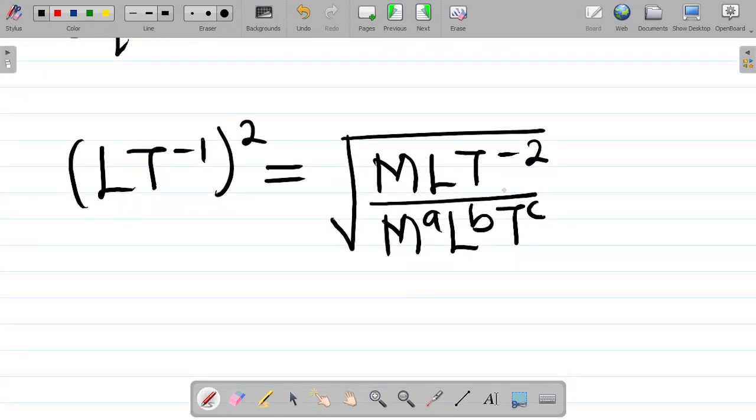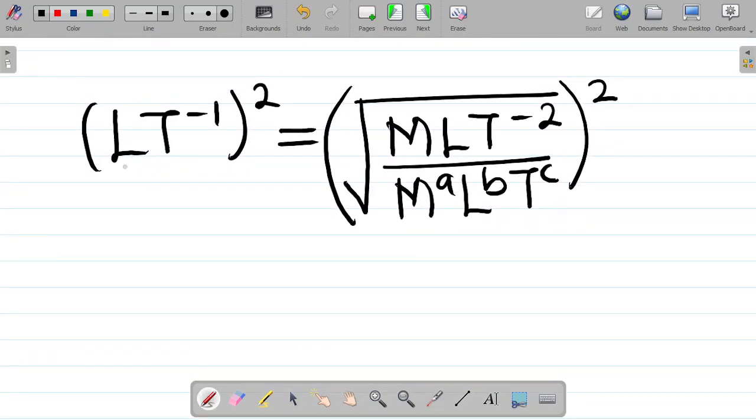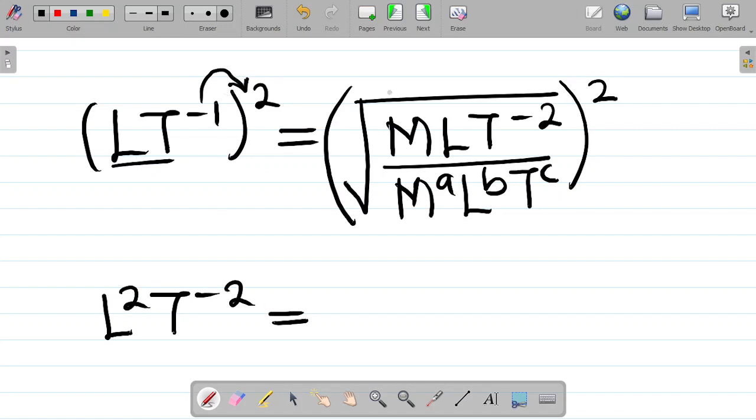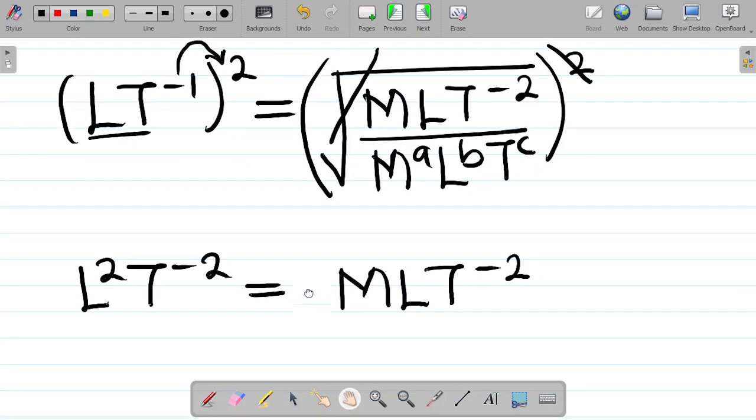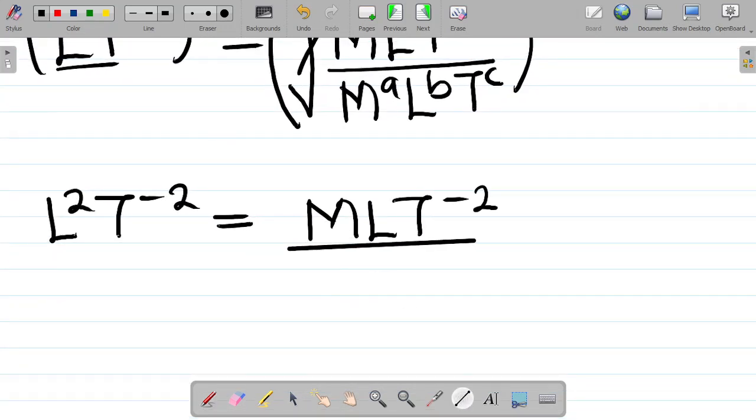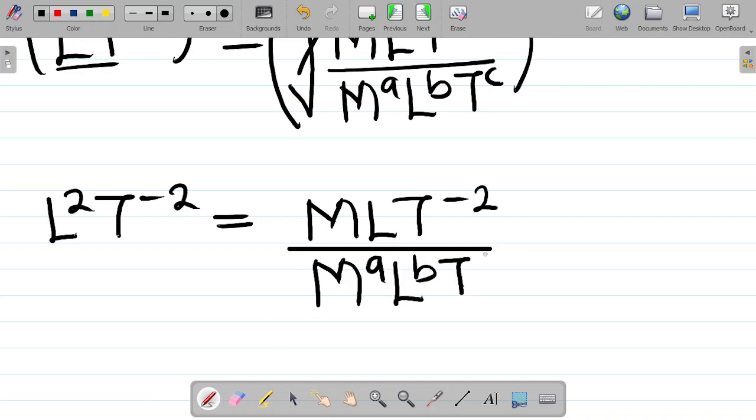Alright, at this point let's square both sides, so I also square this. From here, if I square this, it becomes L squared. So I have L squared T to the power minus 1 times 2 gives you minus 2. It's equal to, for the right hand side, the square root cancels the square. I'm left with MLT to the power minus 2, all over M to the power a, L to the power b, T to the power c.